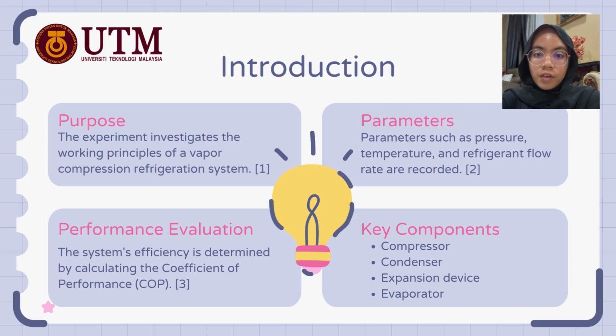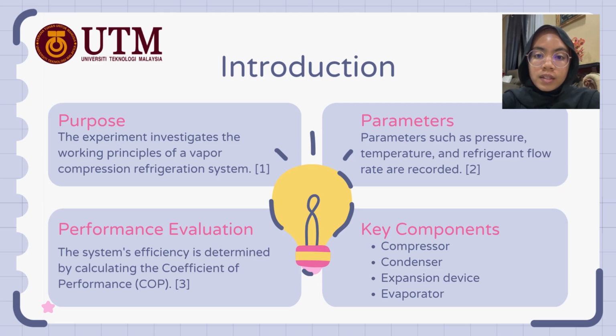which is vapor compression refrigeration. So, first thing first, this experiment is to investigate the working principles of a vapor compression refrigeration system. And also, there are many parameters that we recorded in this experiment, which are pressure, temperature, and refrigerant flow rate. By doing this experiment, we can also determine the efficiency by calculating the COP, which is the coefficient of performance.